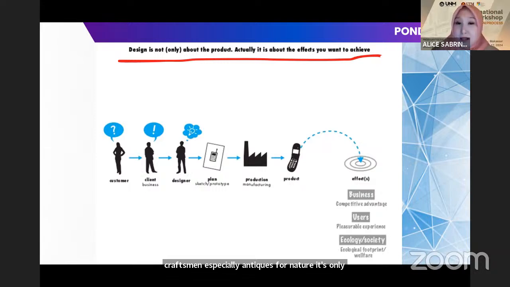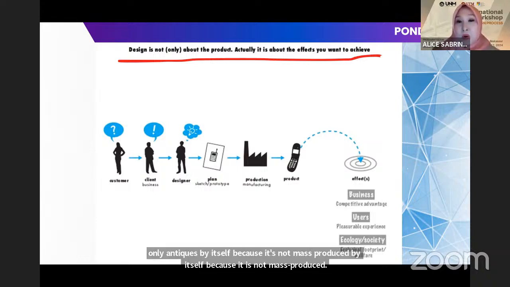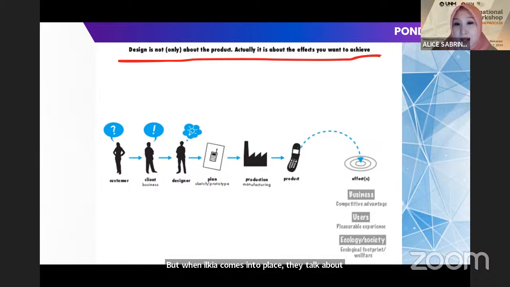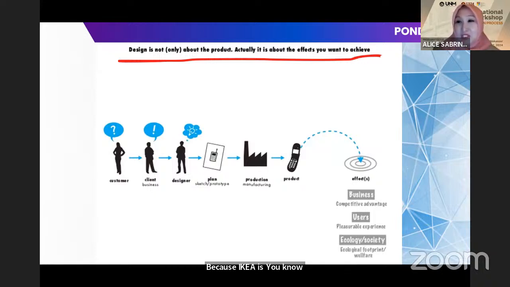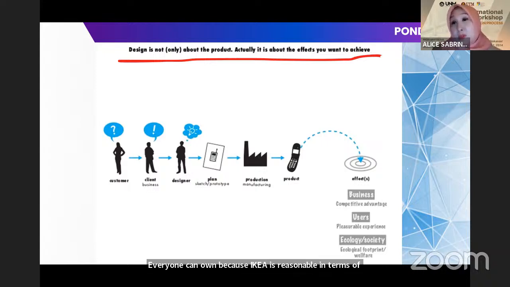But when IKEA comes into place, they talk about furniture in a very big mass production. So now everyone can own IKEA within their home, within their home living, because IKEA is cheap. You know what IKEA is? IKEA, right? Where they sell furniture. And we talk about mass production furniture. Everyone can own IKEA because IKEA is reasonable in terms of the pricing, in terms of the costing, and the design is beautiful and the design is functional.